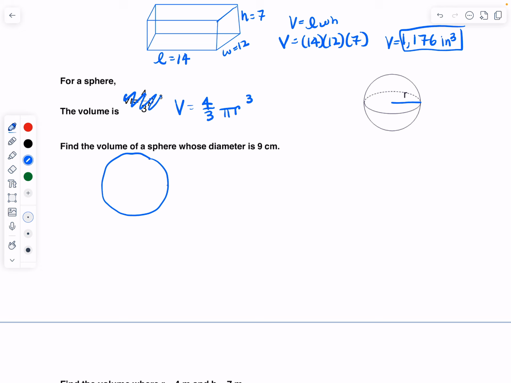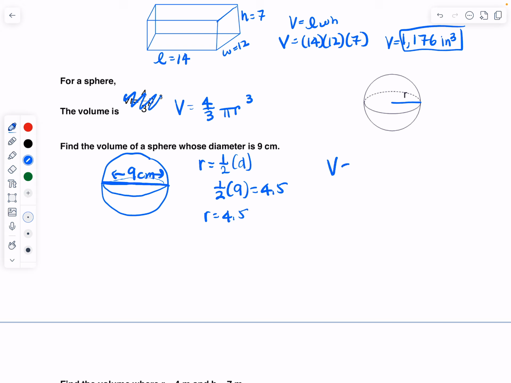Okay. So they're giving you the complete diameter of this, and it's 9 centimeters. But remember, we need the radius. So radius is 1/2 of the diameter. So 1/2 of 9 is 4.5. So the radius equals 4.5.